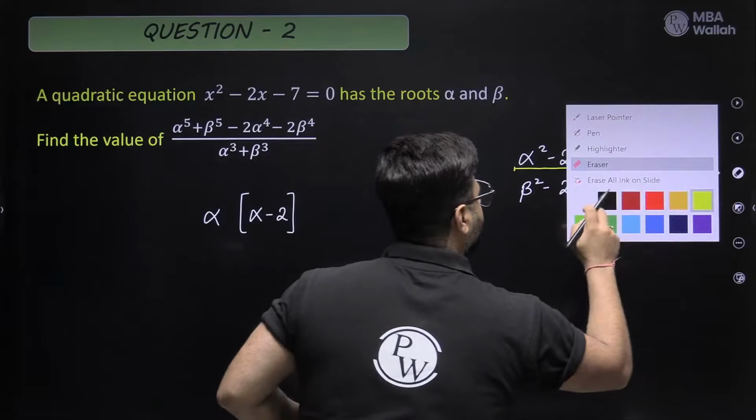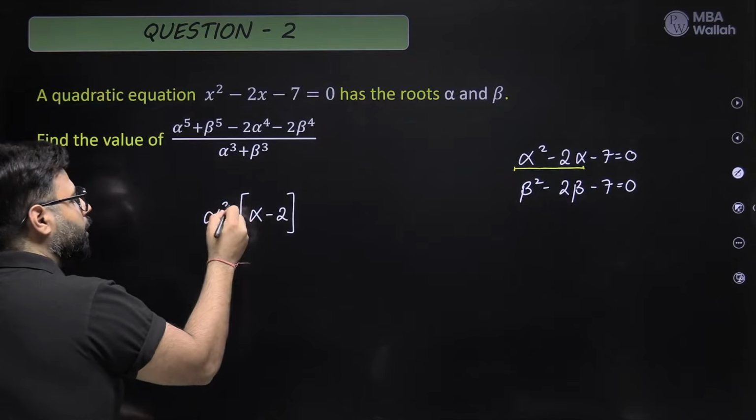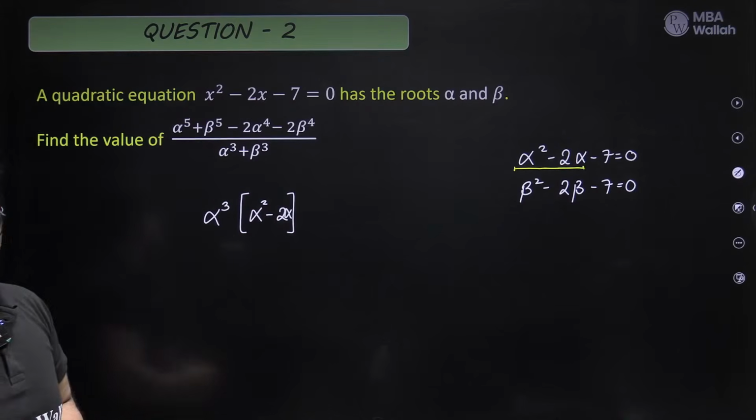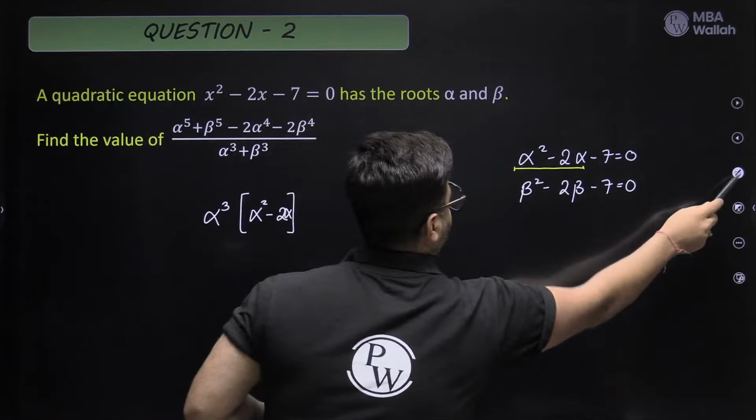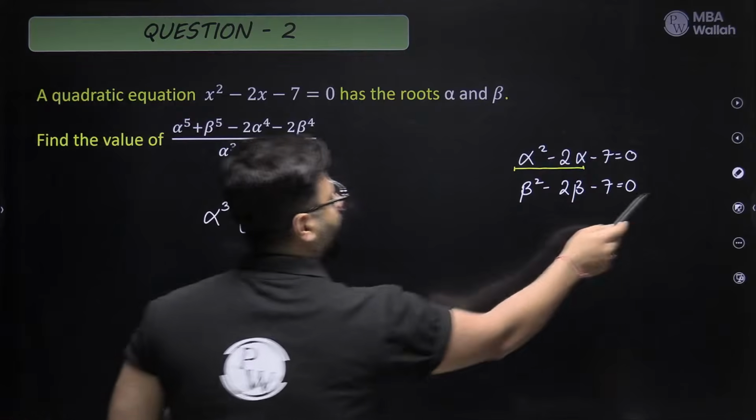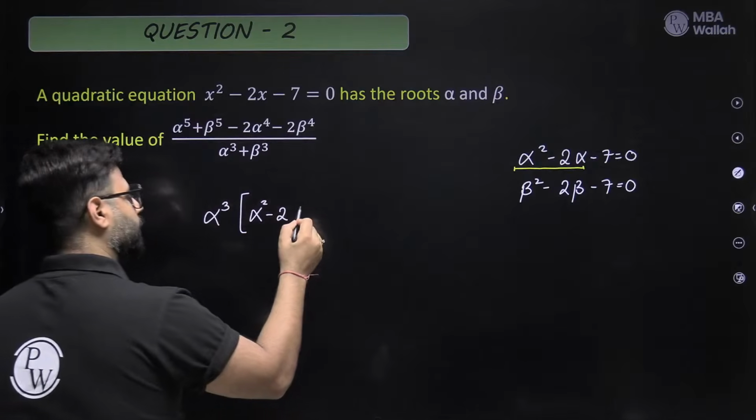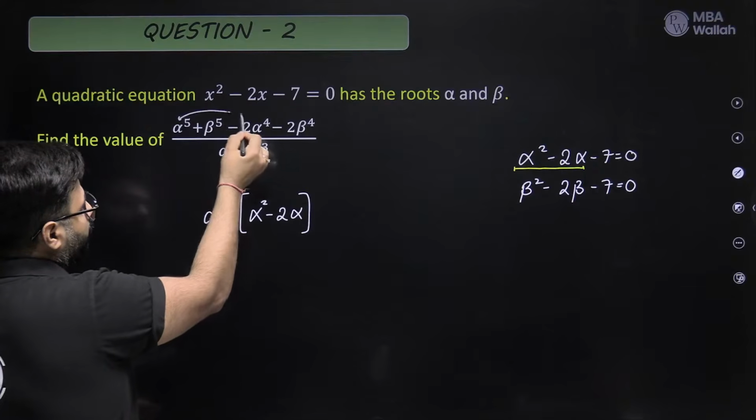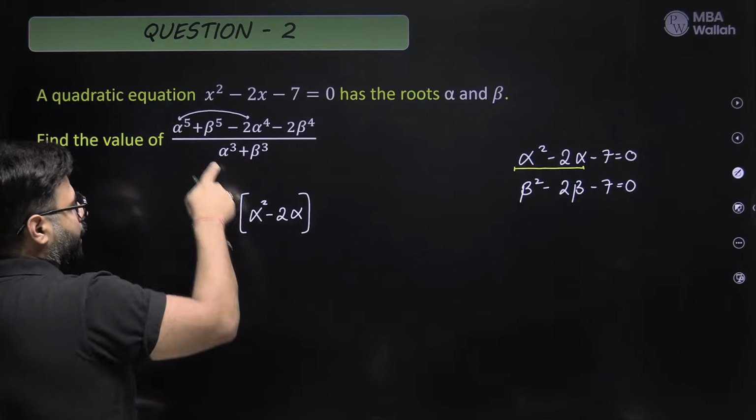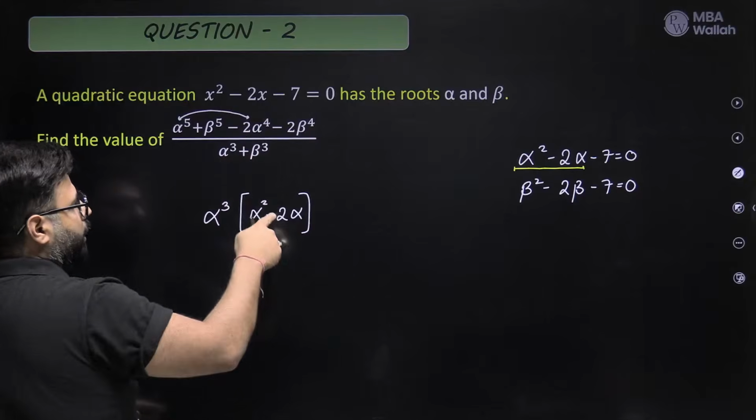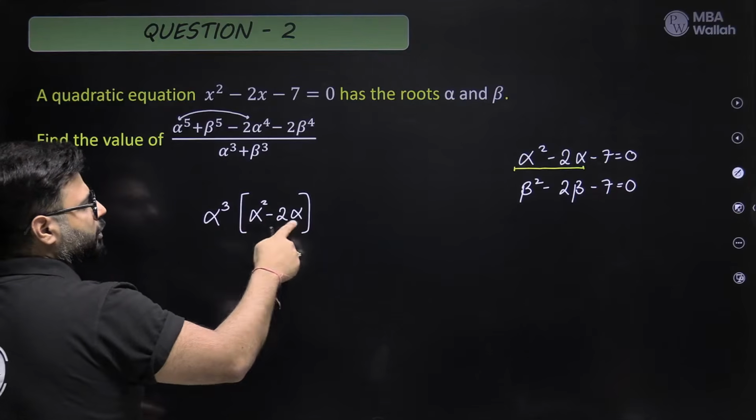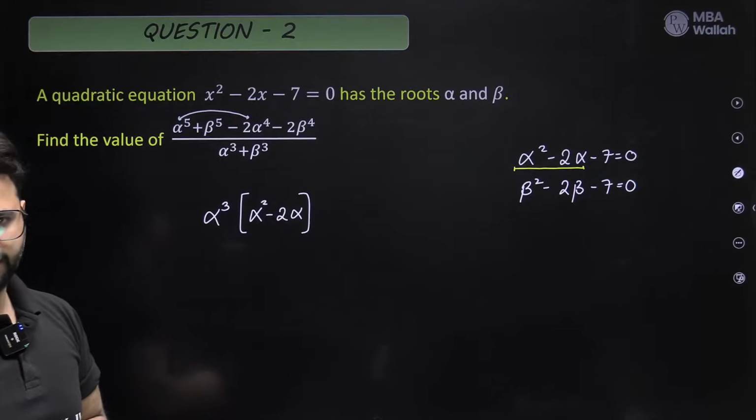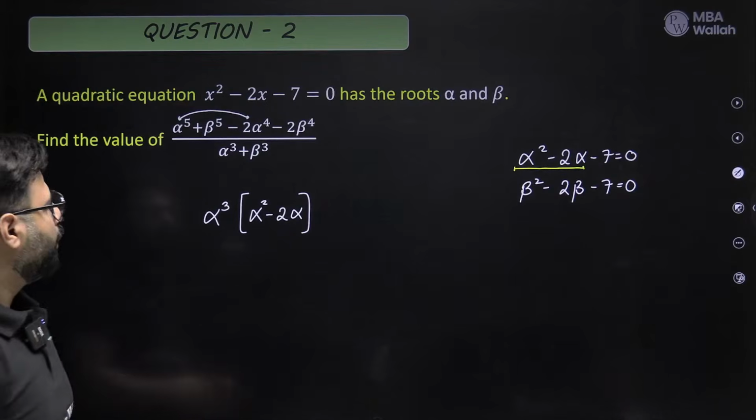Absolutely yes. If I take alpha cube common, I'll have alpha square minus 2 alpha, isn't it guys? Think and observe. Take your time. If I take alpha cube common, I'll have alpha square from here, minus 2, and 1 alpha left. This is a very beautiful expression for me. What is the value of alpha square minus 2 alpha? 7. What about this one, guys?